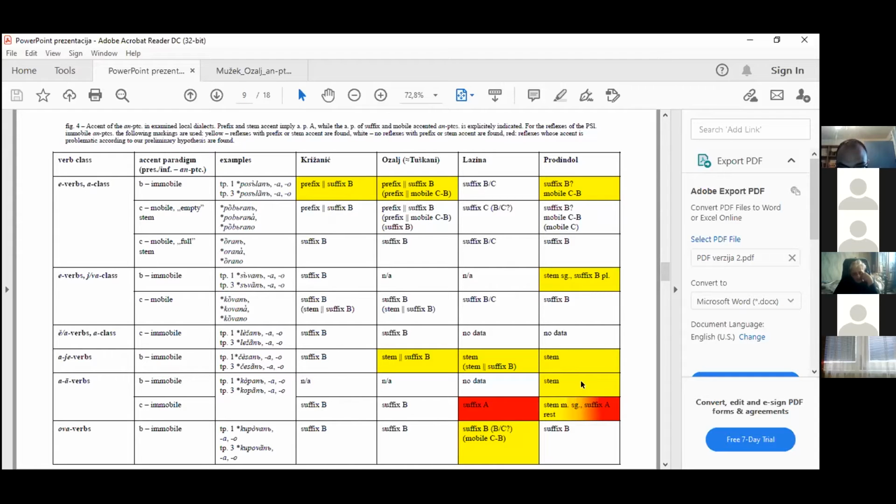And we see that no dialect actually is fully type 1 or type 3, always on the stem or always on the suffix. We see that Križanić's language predominantly has accent on the suffix. However, in a very small class of verbs, like poslati, to send, there is free variation between accent on the suffix and accent on the prefix, which we can find in our data here.